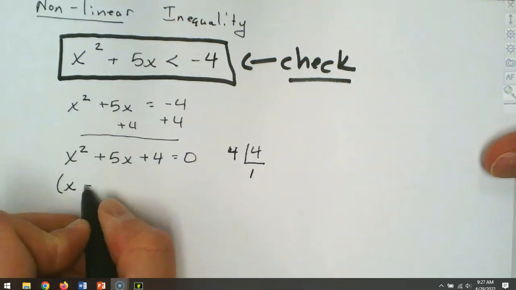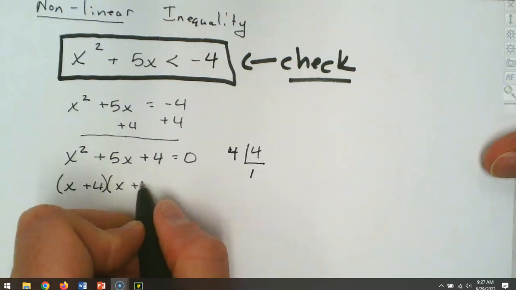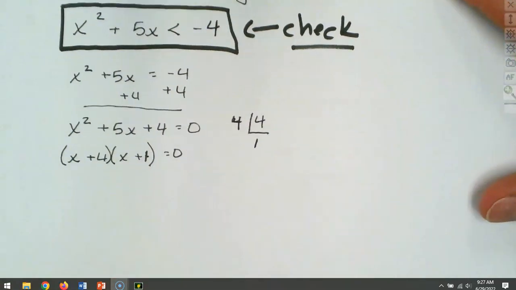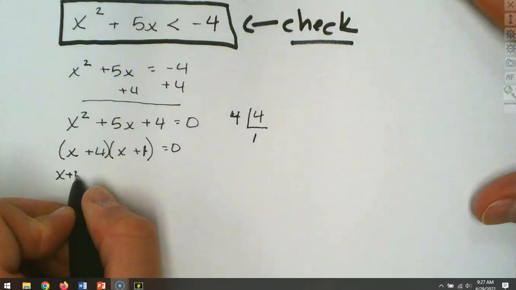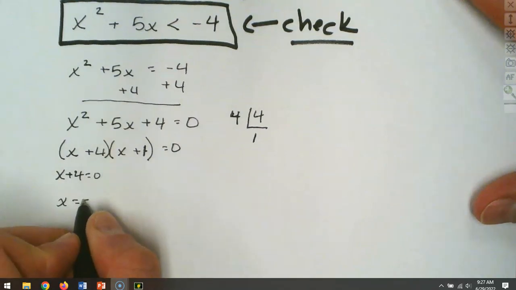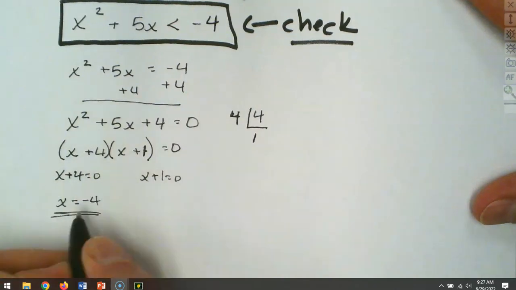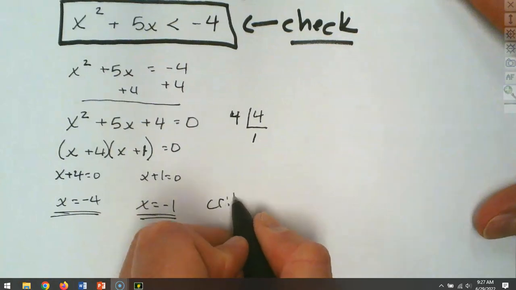Jump to our answers. Our factors here, and that then gives us our answer. So x plus 4 equals 0, so x equals a negative 4. And x plus 1 equals 0, so x equals now a negative 1. And these are our critical points.